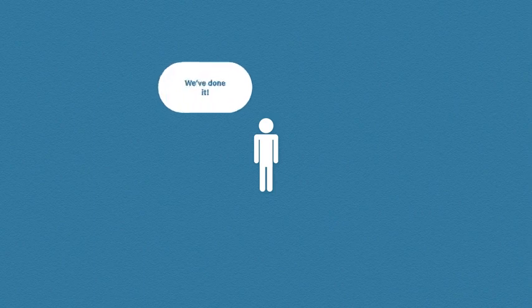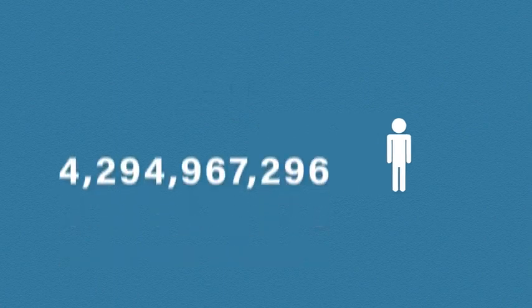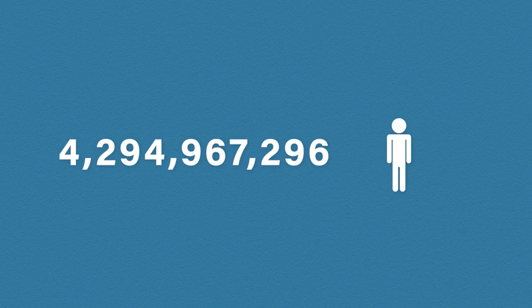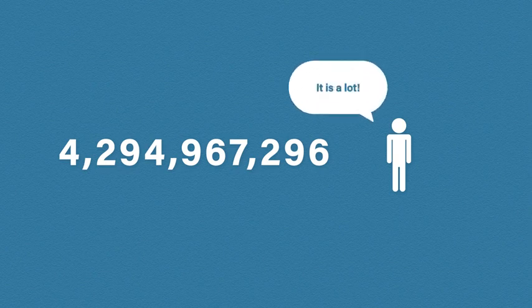But there's a problem. When IP version 4 first came out, the people that designed it sat back in their chairs and said, "We've done it. We've created every IP address that anyone will ever need." How many addresses did they create? 4,294,967,296 addresses. Which sounds like a lot, right?